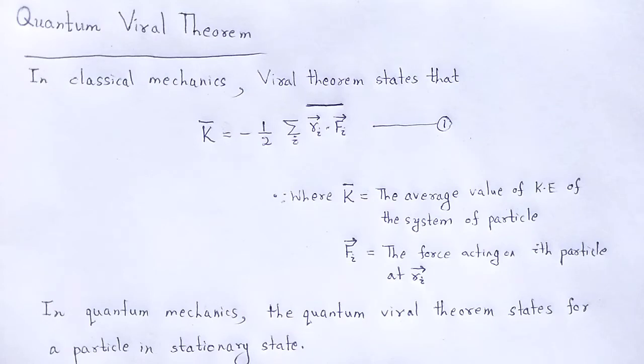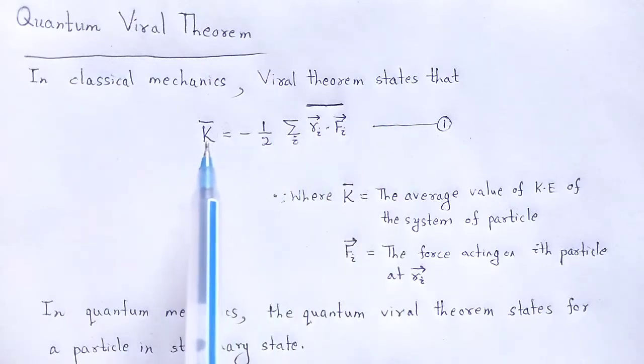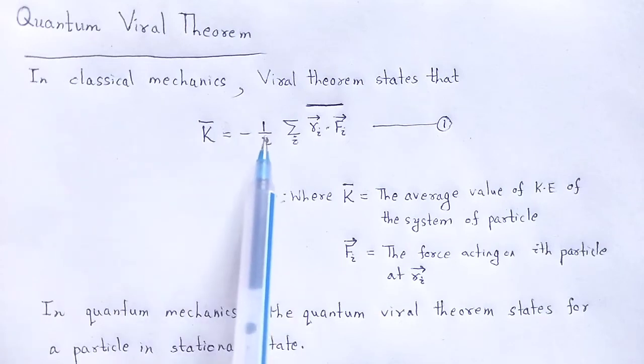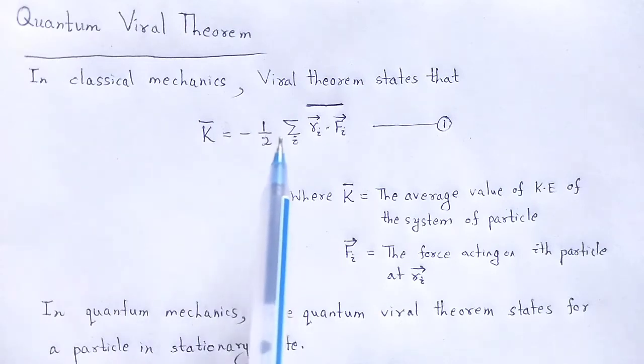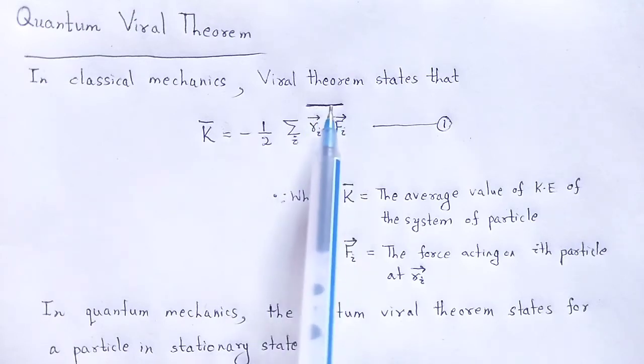In this video, we are going to discuss the quantum Virial theorem. Let's begin. In classical mechanics, the Virial theorem states that K bar is equal to minus half summation over i of ri vector dot Fi vector, its bar.